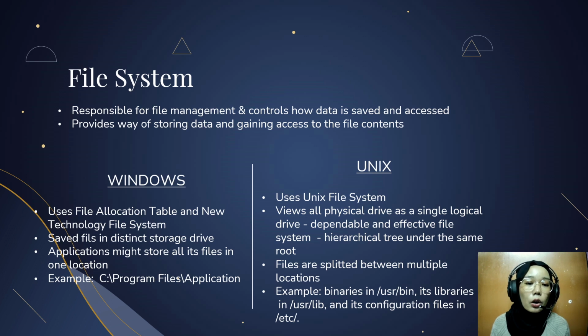Other than that, on Windows, an application might store all of its files in one location. For example, the application files can be found in Program Files, and for Unix, the files might be split into multiple locations. For example, the binaries can be found in /usr/bin, the libraries are inside /usr/lib, and the configuration is inside the /etc files. And that's it for me.